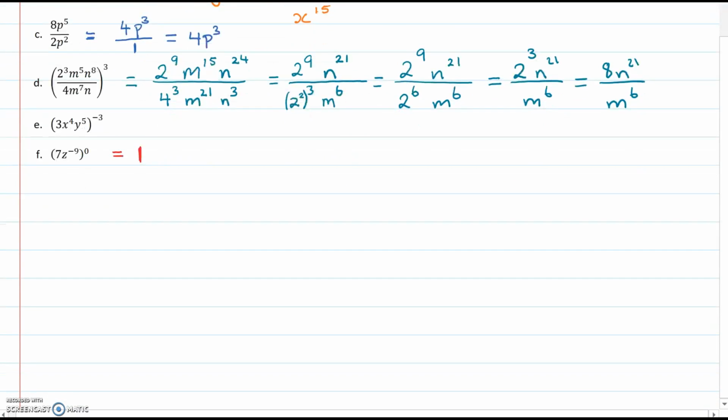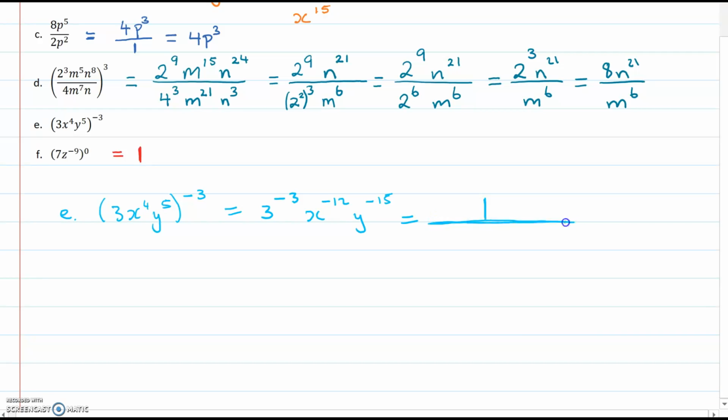Okay, E is 3x to the power of 4, y to the power of 5, all to the power of minus 3. So we have inside powers and outside powers. So let's apply the negative 3 to everything. That'd be 3 to the negative 3, x to the negative 12, y to the negative 15. These are all negative powers. So when we have negative powers, if we don't already have a fraction, we need to create one. And in this case, there'd be nothing left at all on top, so we use 1.